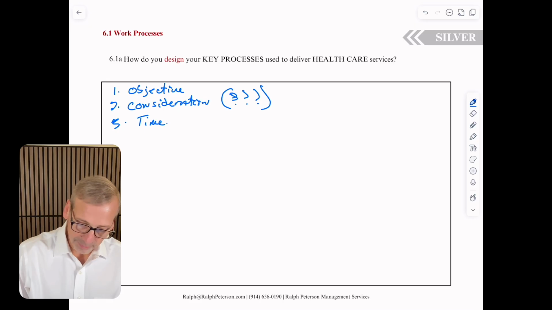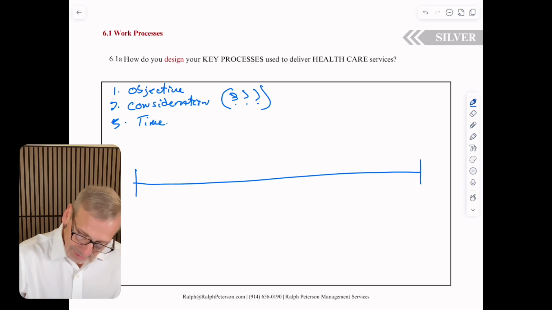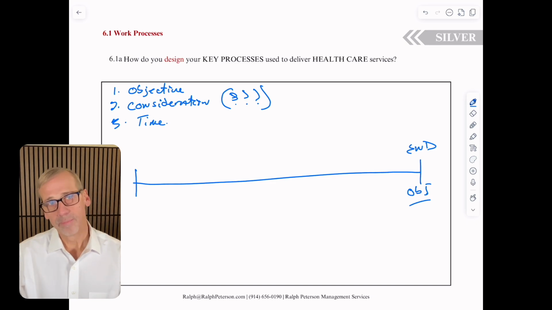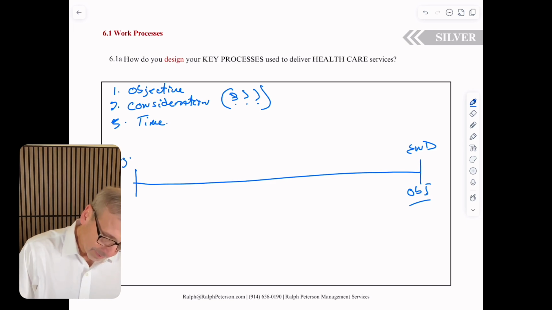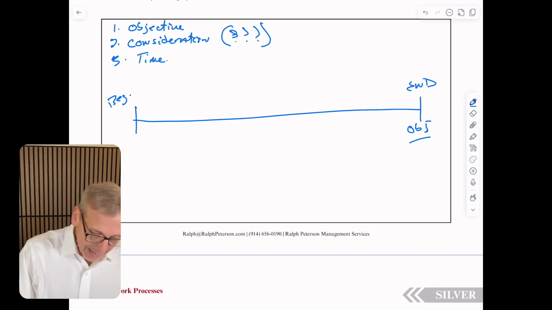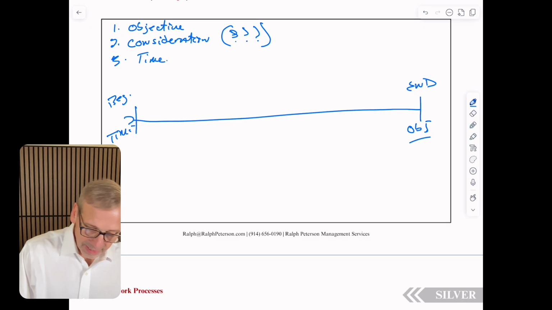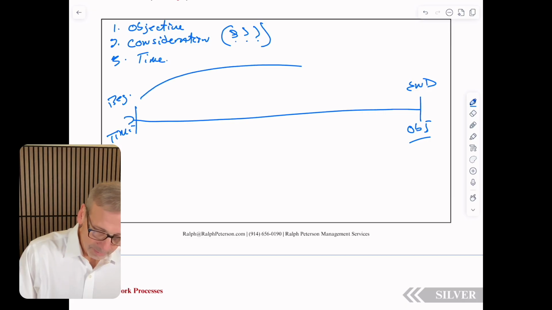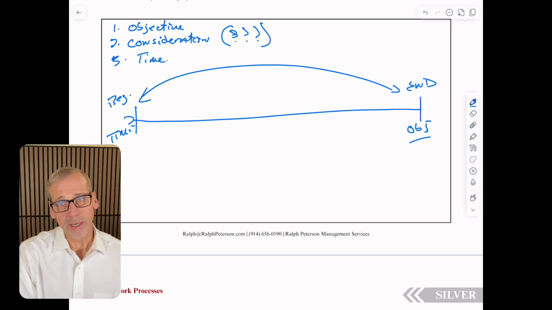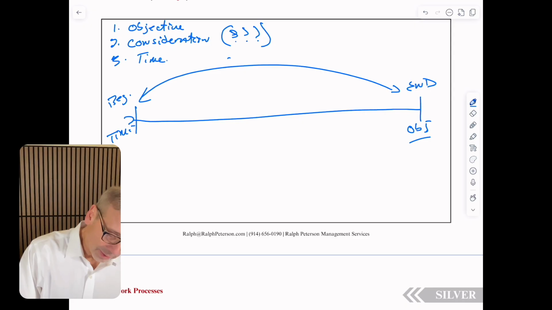If I were to put this on a little bit of a graph, let's say that I went like this. This is the end, meaning this is where we meet our objective. There has to be a beginning, and that is time. When do we start? In the middle, between starting and ending a key process, there are considerations.